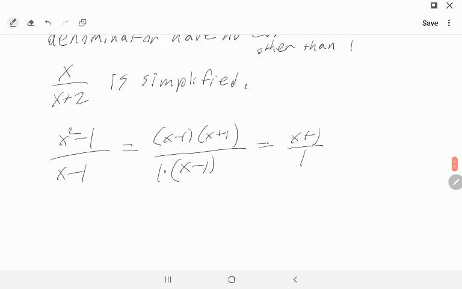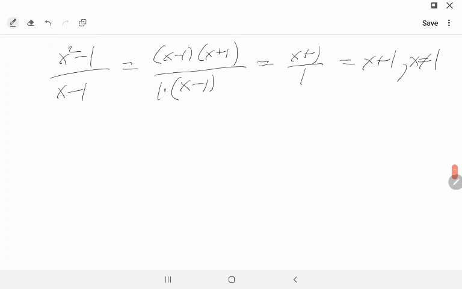We don't have to write that 1 in the denominator. We can just say x plus 1 as long as x isn't 1. We have to pay attention to the fact that x equaling 1 for the initial expression causes problems. So we have to specify that this equality only applies as long as x isn't 1.